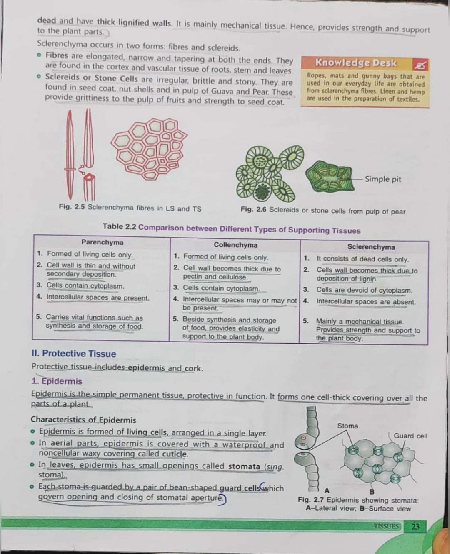In aerial parts, epidermis is covered with a waterproof and non-cellular waxy covering called cuticle. In leaves, epidermis has small openings called stomata, single stoma. Each stoma is guarded by a pair of bean-shaped guard cells which govern opening and closing of stomatal aperture.